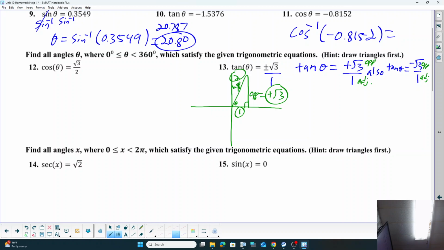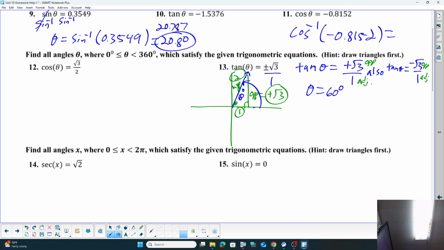And that means that across from the radical 3 is what? That's right, 60 degrees. Let me write that better for you. There's our first answer: it's going to be 60 degrees. This distance to the hypotenuse is the terminal side. So theta is 60 degrees, and just stay between 0 and 360.